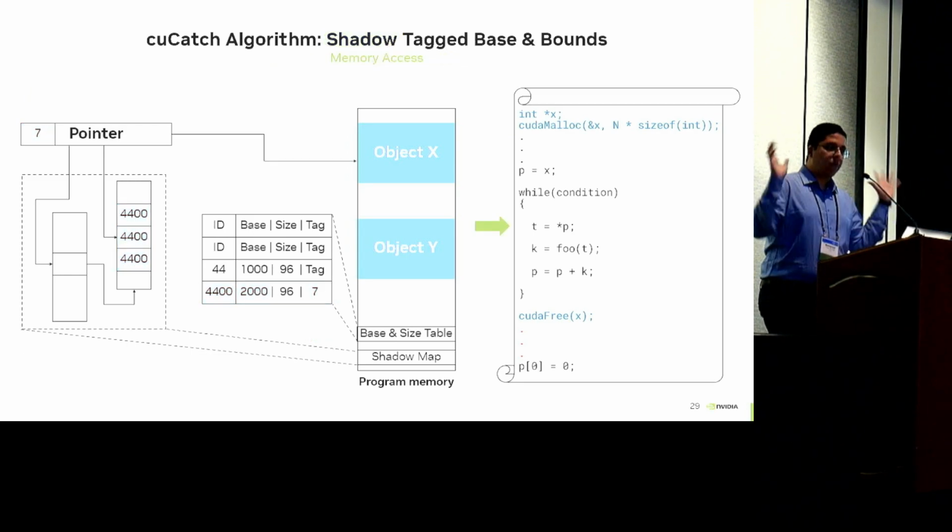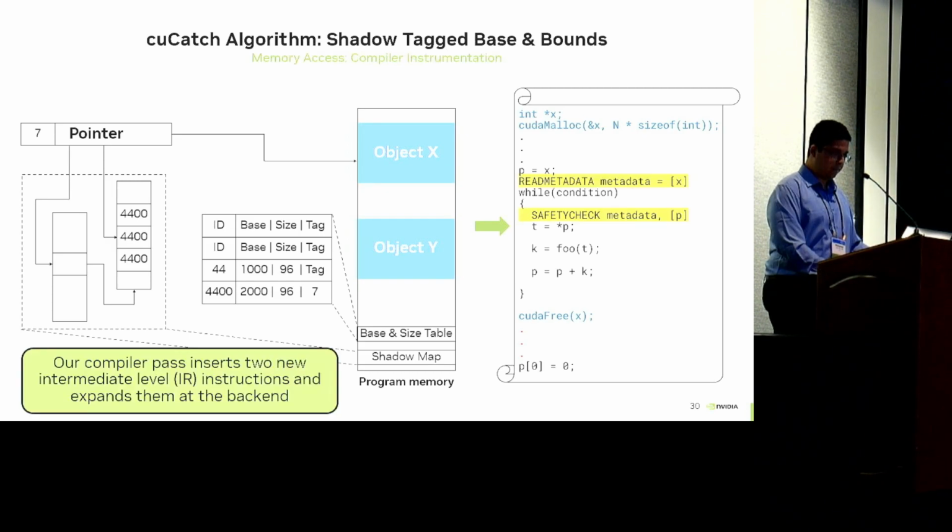Okay, now, when a pointer B that points to our object X is getting dereferenced, we need to validate its memory safety. We need to see if this access is safe or not. In order to do so, we are going to use the compiler to insert 2 new intermediate level instructions, read metadata and safety check. These 2 instructions are going to be expanded at the compiler backend to a set of GPU native instructions in order to perform the following operations.